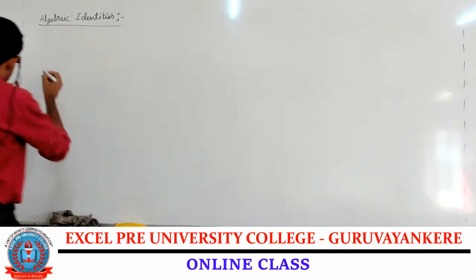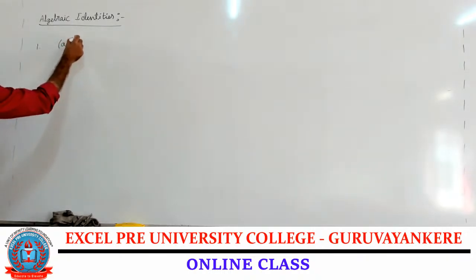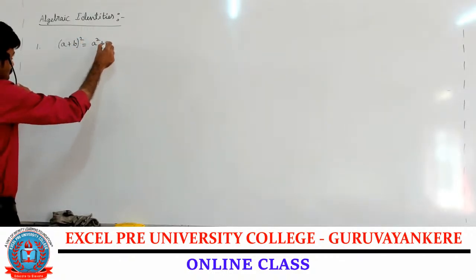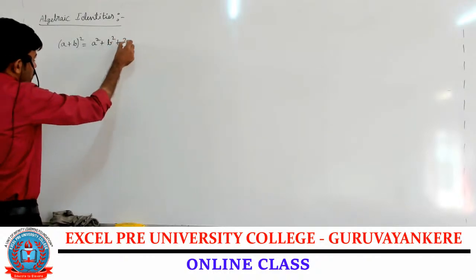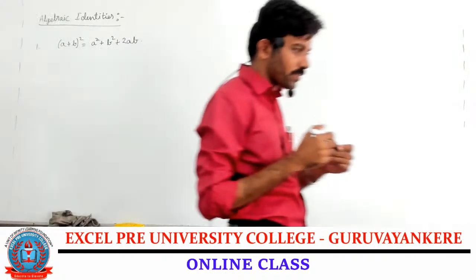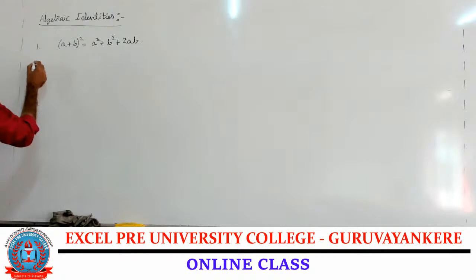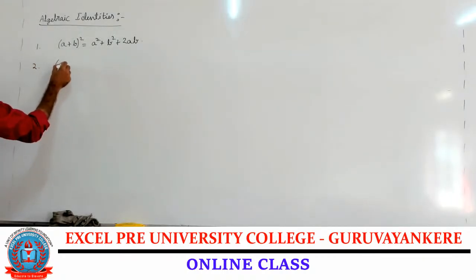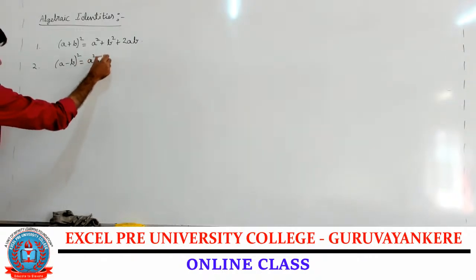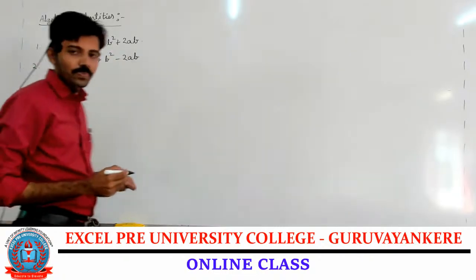recall. First one, a plus b the whole square. A plus b the whole square is a square plus b square plus 2ab. This is very fundamental, you know all these things. Second one, we have a minus b the whole square. A minus b the whole square is a square plus b square minus 2ab.